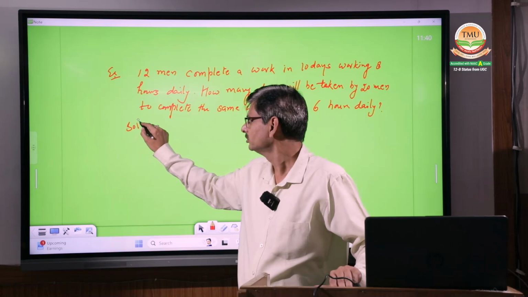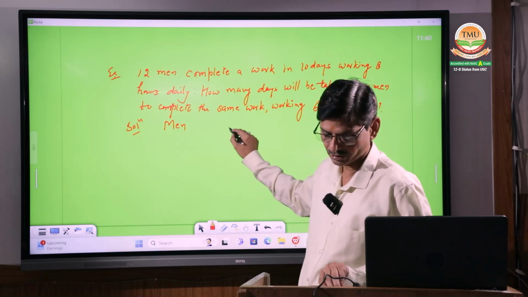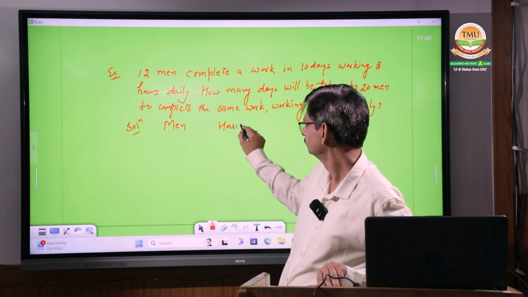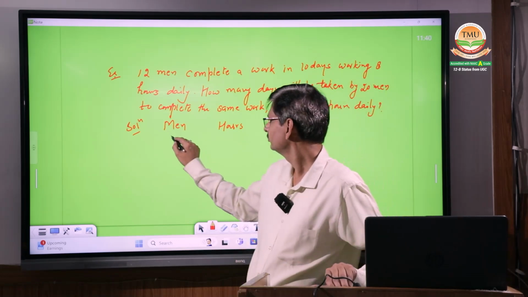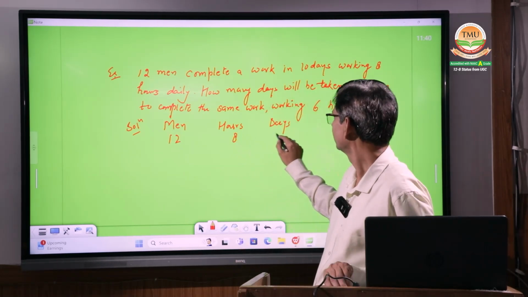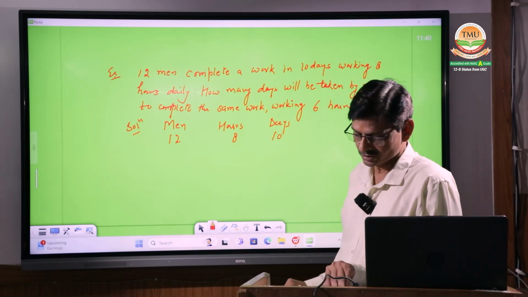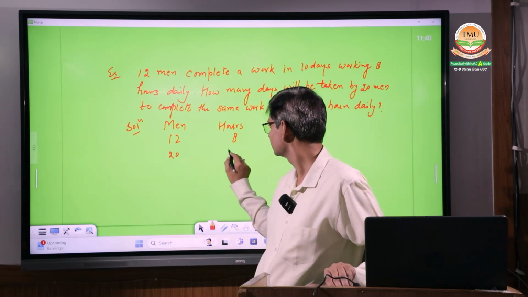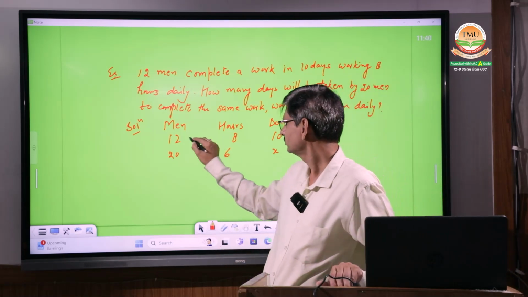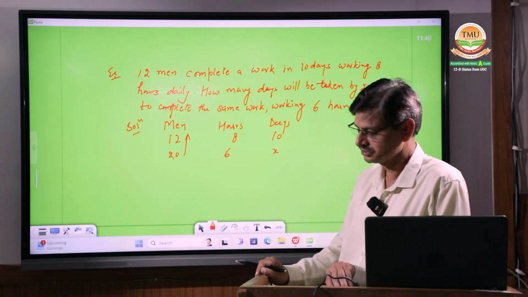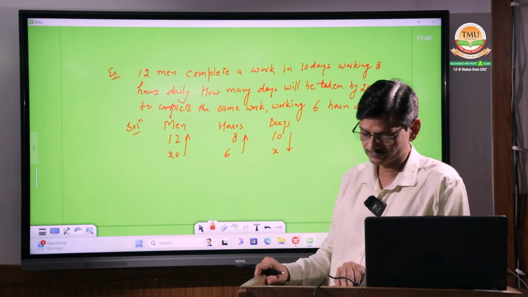Now this can be solved like this. Here is men, here is hours, here is days. Now 12 men, 8 hours, and this will be in 10 days. Here is 20 men, 6 hours in suppose X days. So the number will be in opposite direction, so the arrow will be like this.